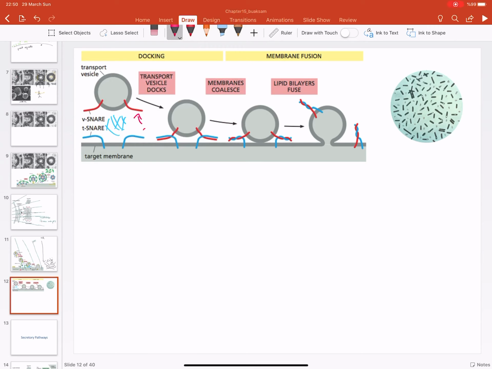and T-snare. First they hug each other, so they love each other, and once they hug each other, they even pull each other even more, so they are the best lovers forever. And then the T-snares and V-snares pull the two membranes together, and finally the cargo molecules are released because the membrane fuses. Of course, once the two membranes fuse, the cargo molecules will be released into the Golgi.